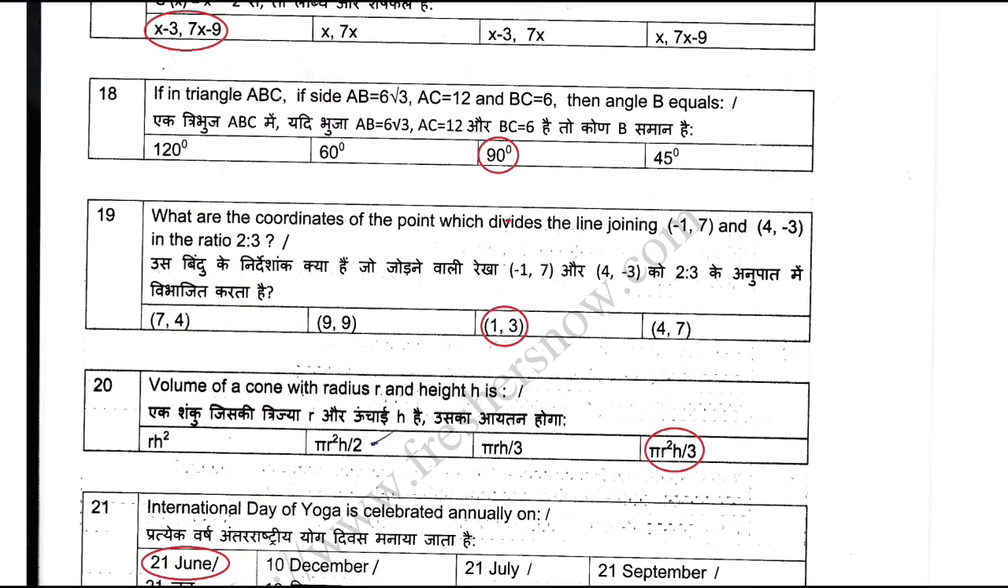If in triangle ABC, side AB is equal to 6 root 3, AC is equal to 12, and BC is 6, then angle B equals 90 degrees.